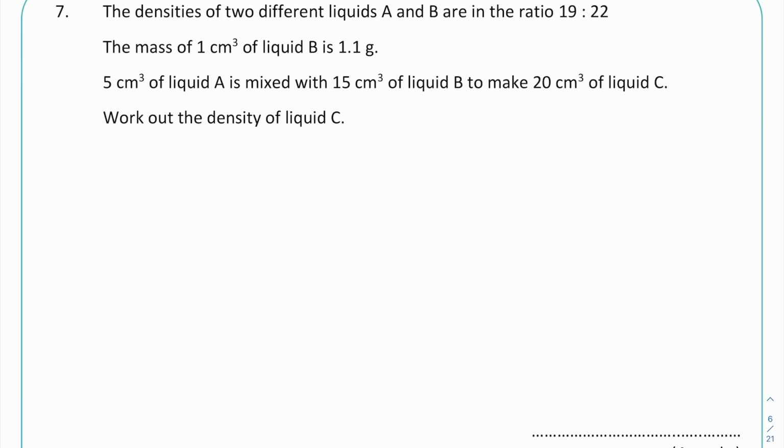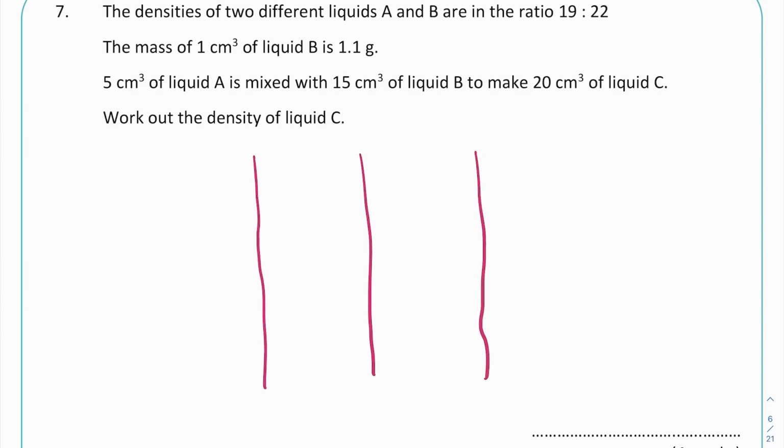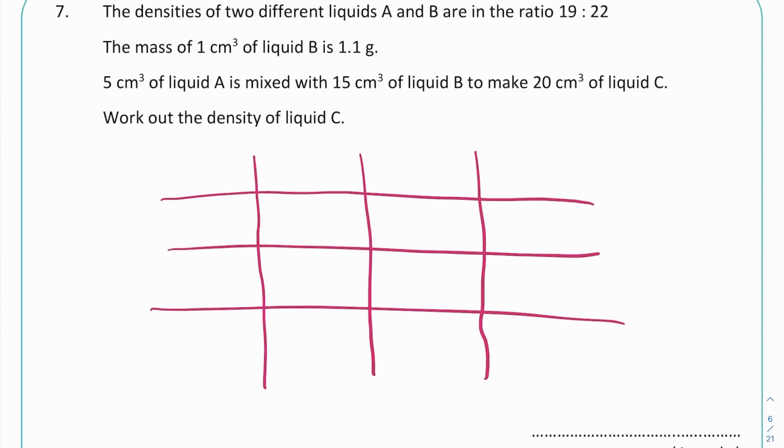Now whenever I have these mixture questions, I always draw a two-way table, just so I can categorise all my information and make sure it's all nice and neat. So I have density, mass and volume, we have liquid A, liquid B and liquid C. Fill in any information that we've got. So we know the volumes, we've got 5 centimetre cubed of A with 15 centimetre cubed of B to make 20 centimetre cubed of C.